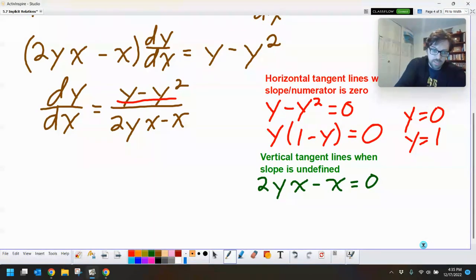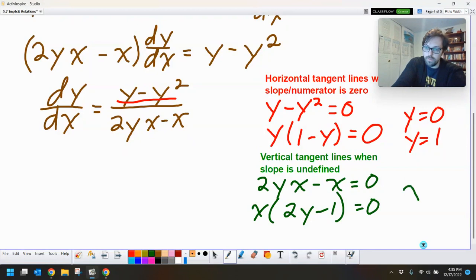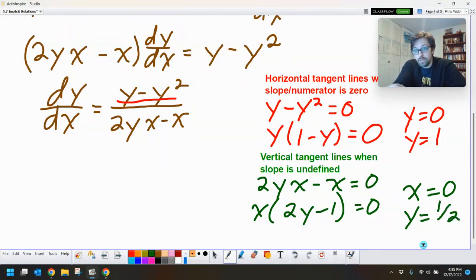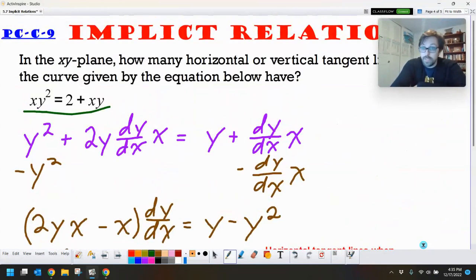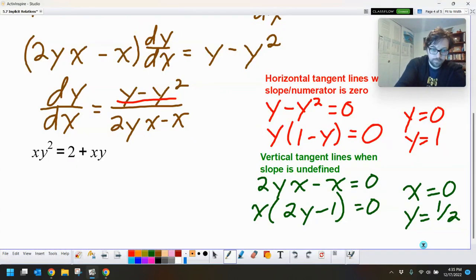If we check the vertical thing, when is that denominator going to equal 0? So that would factor out to x times 2y minus 1 equals 0. So if x equals 0, we can potentially have a vertical tangent line. And when y equals 1/2, we can potentially have a vertical tangent line. So potentially we've got 4 places. But we have to make sure that these values actually work up in our original equation. So I've pulled that down there just to make sure we don't get anything weird happening.